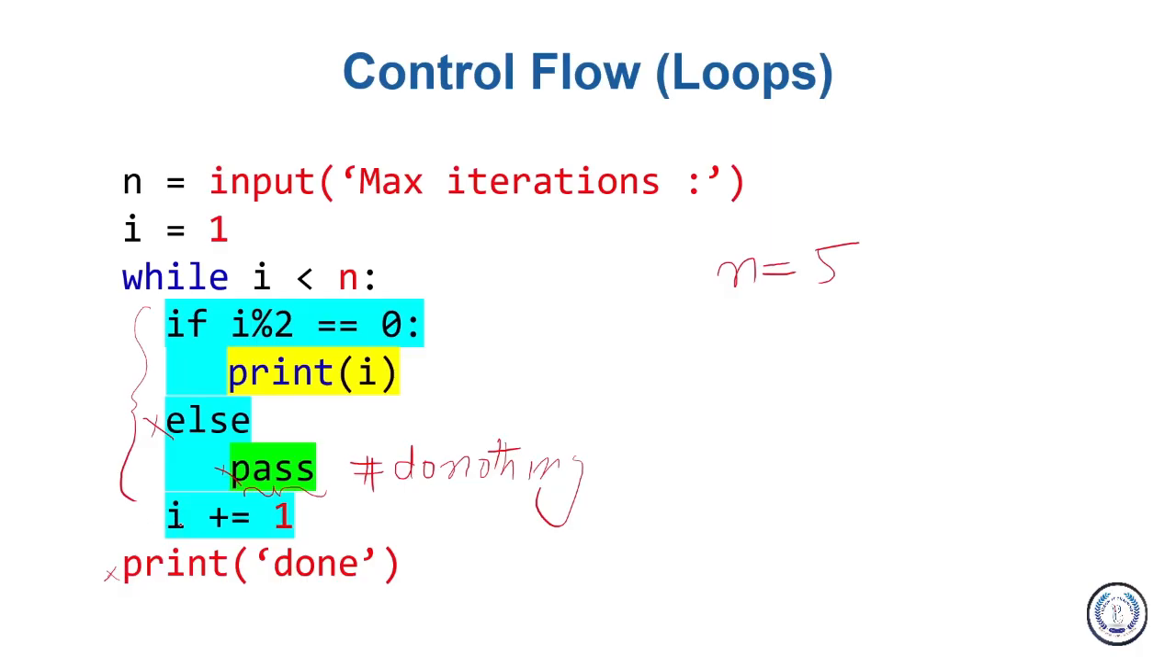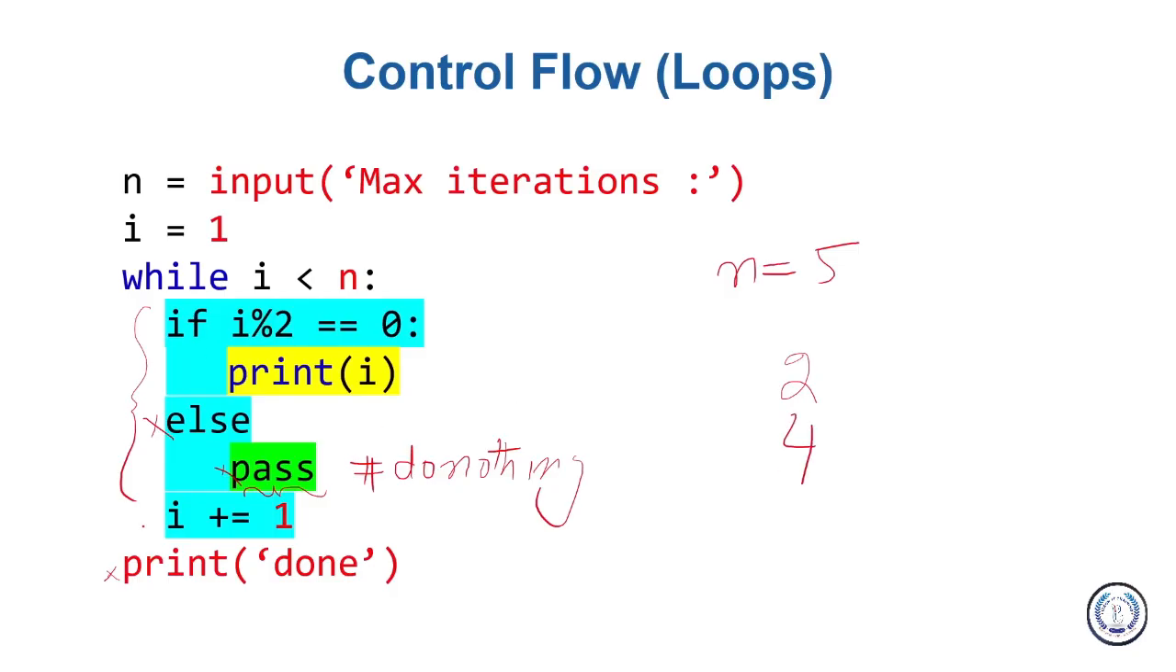Now i is incremented, i becomes 2. Now move back, 2 is smaller than 5, yes. 2 remainder 2 is 0, yes, so print 2, so 2 will be printed. Because if executed, else will not execute and i will increment, because i is not inside the if condition, it is inside the body of the loop. So i incremented, i becomes 3, you go back, 3 is smaller than 5, yes, 3 remainder 2 is 0, false, so pass. i plus 1, so i becomes 4. 4 is smaller than 5, yes, 4 remainder 2 is 0, yes, so print 4.